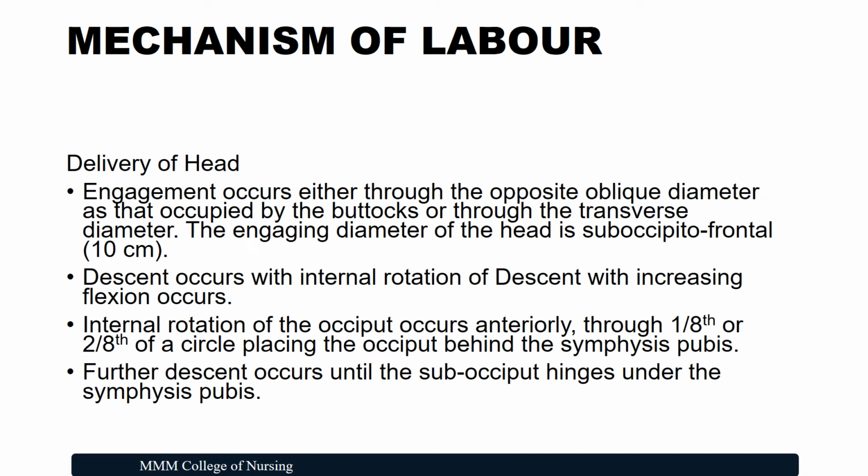Delivery of head. Engagement occurs either through the opposite oblique diameter to that occupied by the buttocks or through the transverse diameter. The engaging diameter of the head is suboccipitofrontal, which is 10 cm. Descent occurs with increasing flexion. Internal rotation of the occiput occurs anteriorly through 1/8 or 2/8 of a circle, placing the occiput behind the symphysis pubis. Further descent occurs until the suboccipital region hinges under the symphysis pubis.